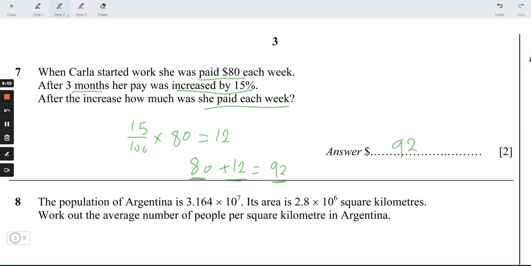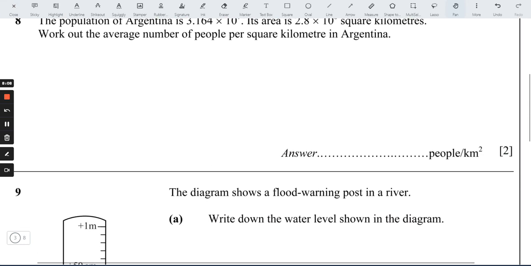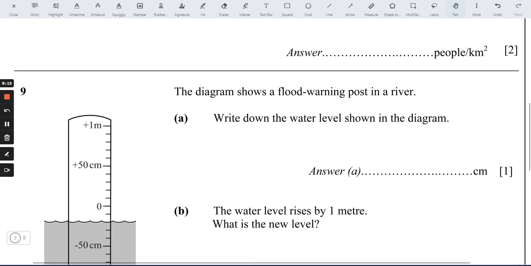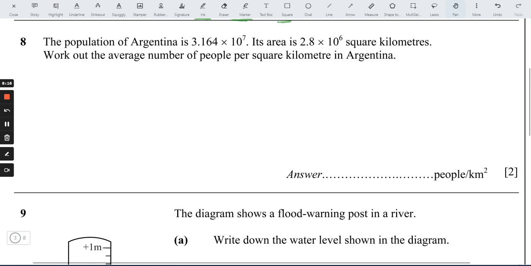Now, question number 9, sorry, question number 8. The population of Argentina is 3.164 times 10 to the power of 7. Its area is 2.8 times 10 to the power of 6 square kilometers.